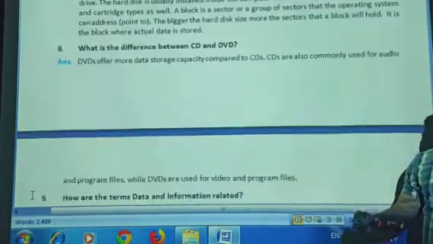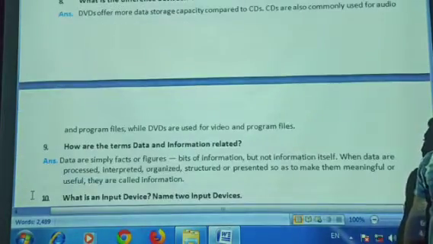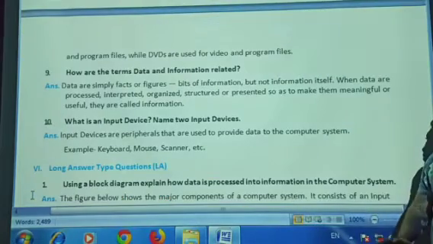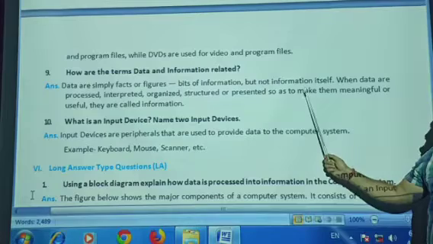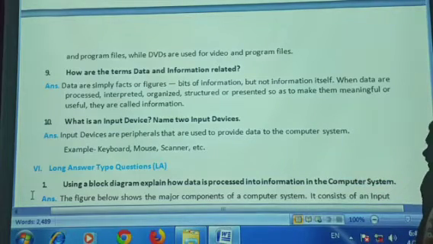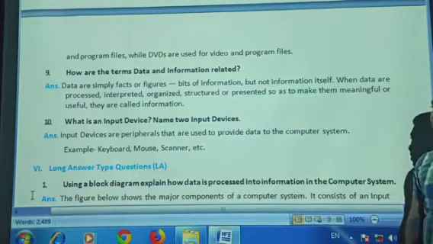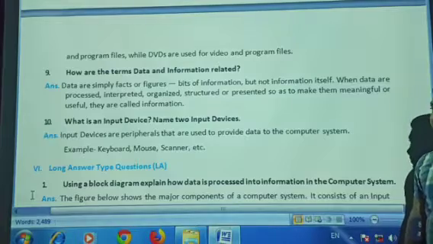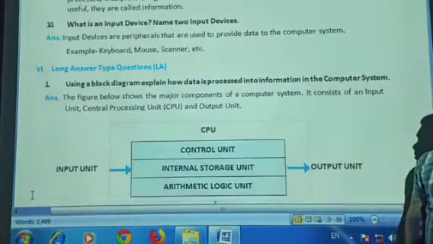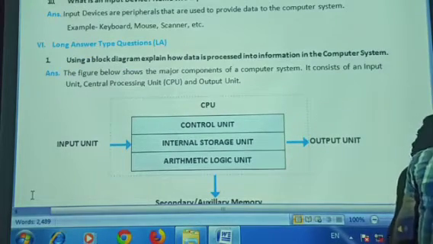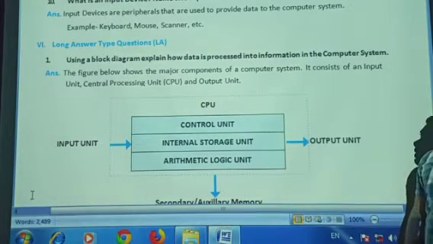Now question number 8, what are the differences between CD and DVD? So according to this short answer question you completed by the ninth one, how are the terms data and information related. Okay, after that question number 10, the last question of the short answer portion, what is an input device? Name two input devices: keyboard, mouse, scanner are these.